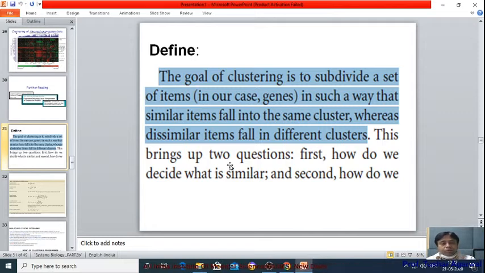And this brings up two questions. First, how do we decide what is similar and what is not similar? We have already explained that just by calculating the distance. You set the threshold: anything less than this much distance, this much intensity difference, is going to be together, and otherwise they are going to be put into different clusters.